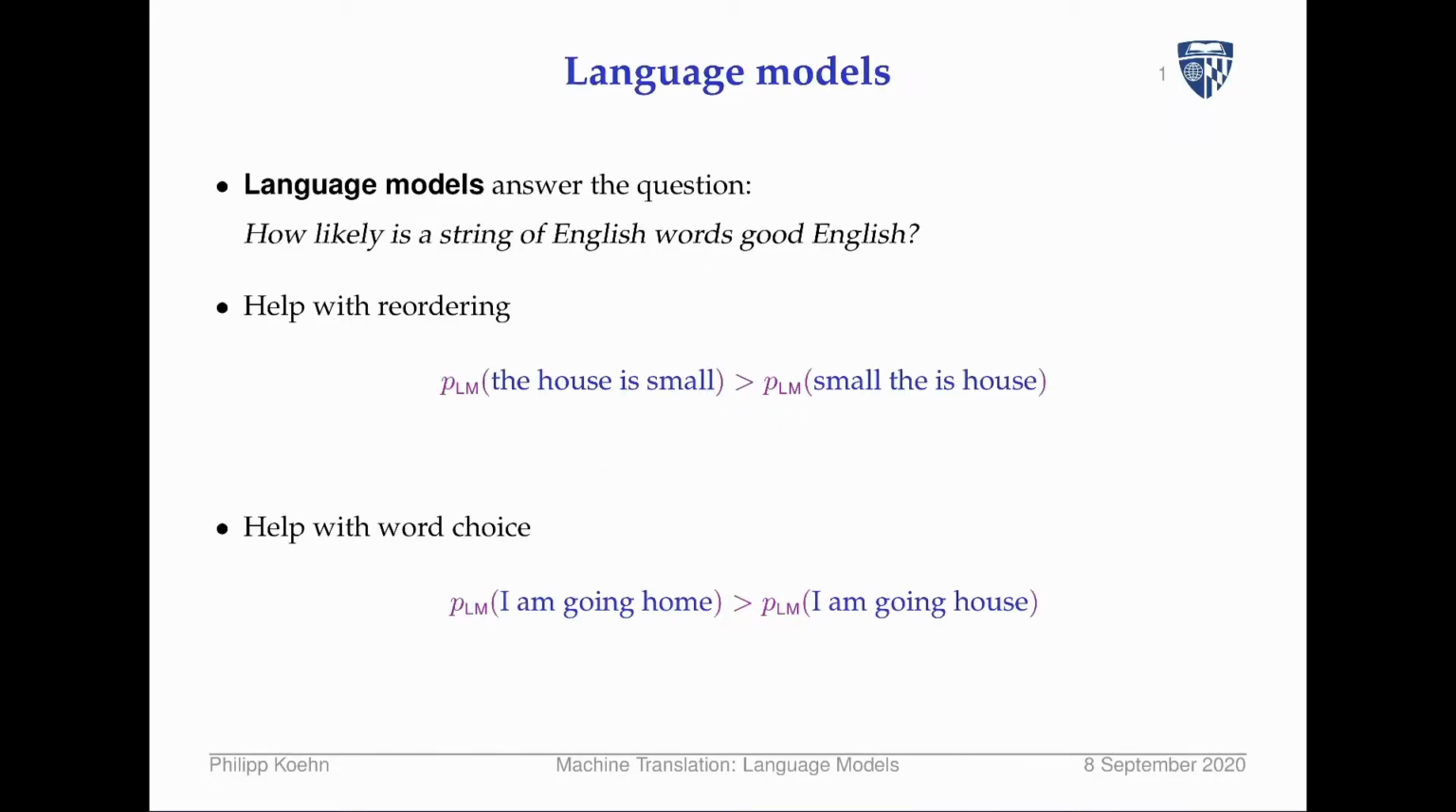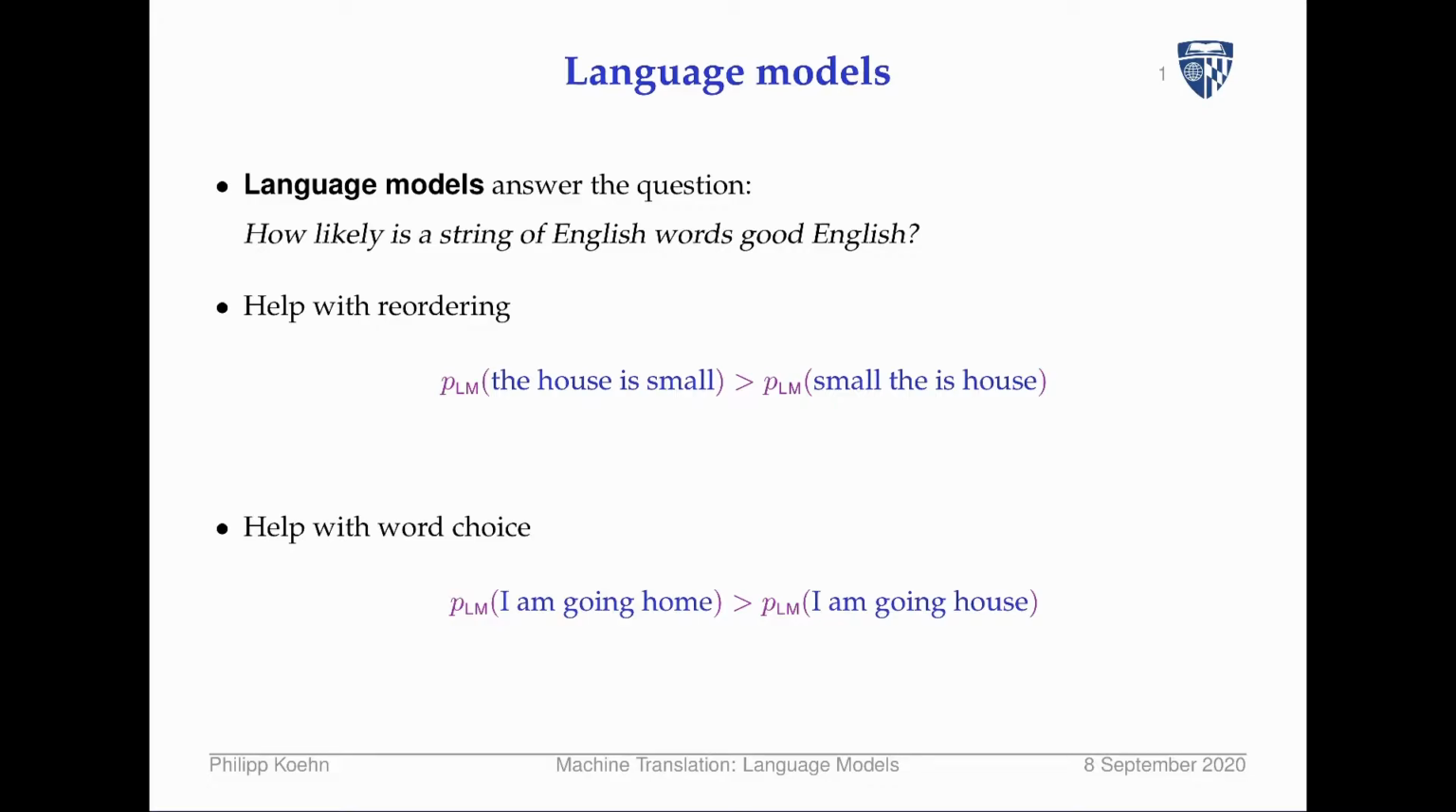So language models answer the question: how likely is a string of English words good English, in the case of English language models? So why are we doing this in the context of machine translation? Why do we need something like this? Because we have to produce a translation in the target language. And we have various issues to deal with, and the language model is going to help us with that.